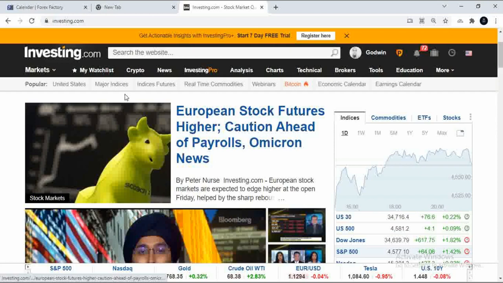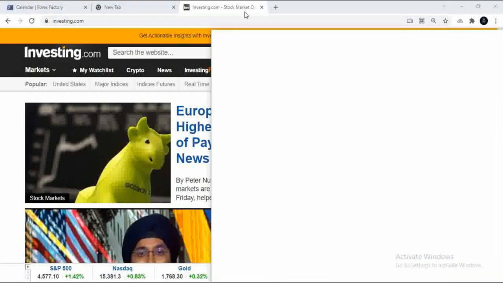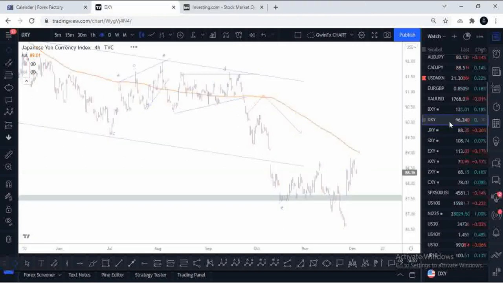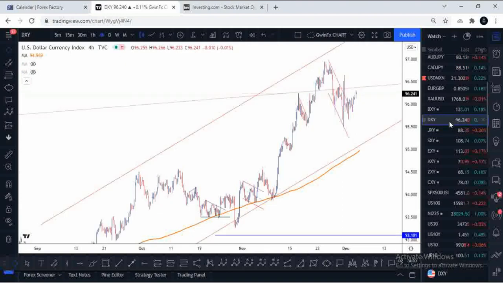All right, so what I want to do next is go over to TradingView. First, I want to identify the very first key thing you want to identify at the start of your trading day, which is what the dollar is doing. You want to look at the DXY. DXY is the US dollar currency index. What is the DXY doing?